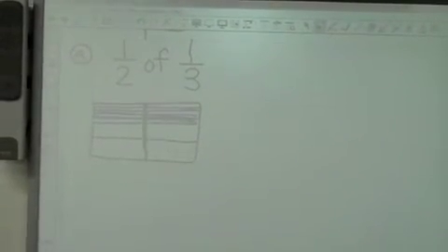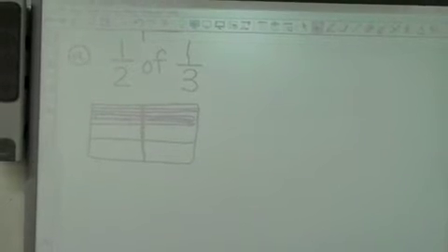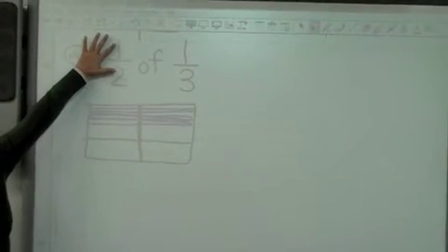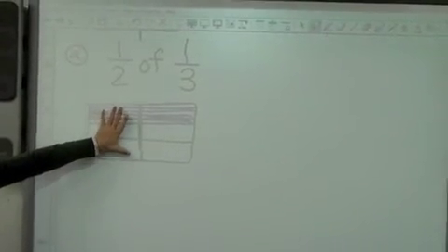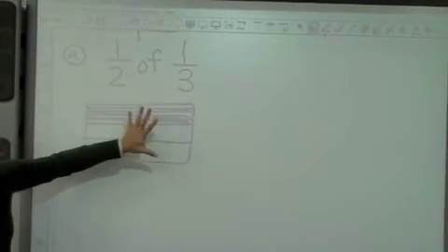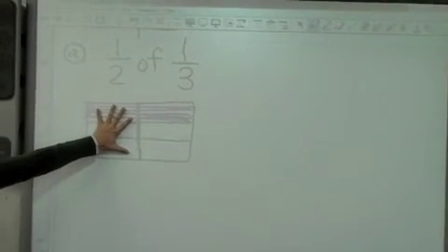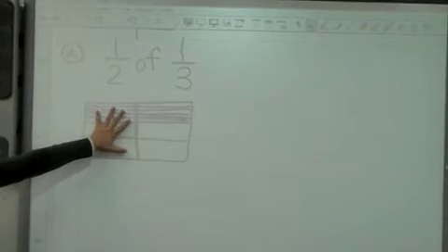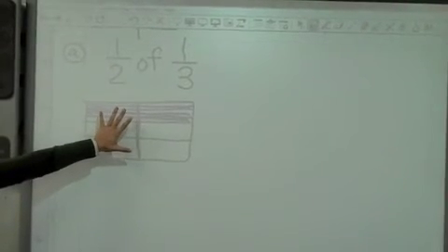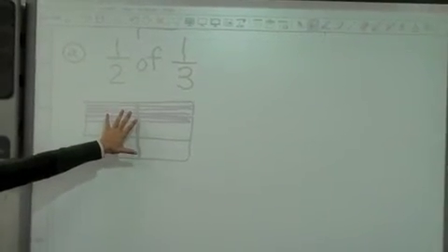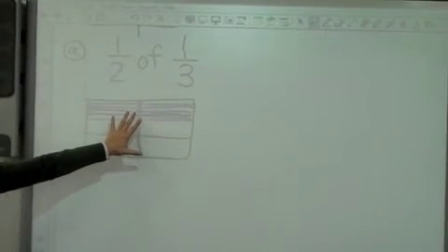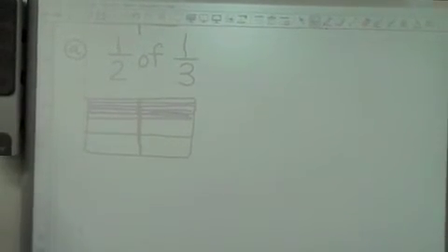How many of those halves am I going to shade in? I have 2 halves. 1/2, 2 halves. How many of the halves am I going to shade in? Lynetta? 1. One of them. So this time, let's use vertical lines to shade in 1/2. Go ahead.